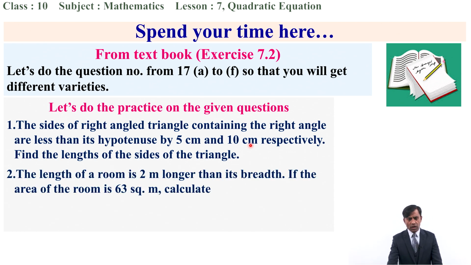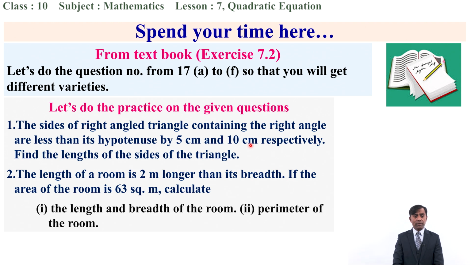Question number 2 is about a rectangle: find the length and breadth as well as the perimeter of the room, where the length of the room is 2 meters longer than its breadth. The area is given. Find the length and breadth of the room and the perimeter of the room.